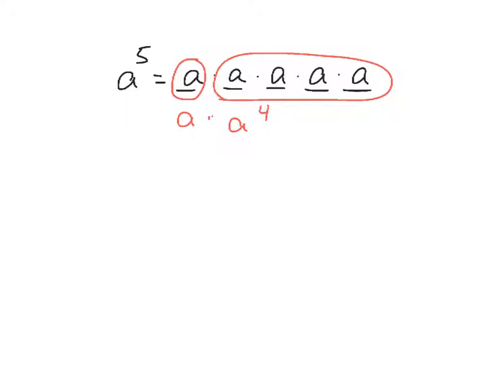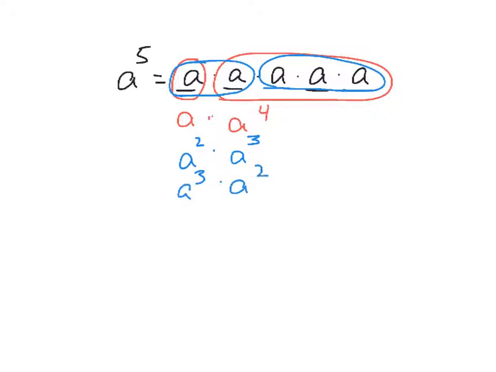We could also say that we have a squared times a to the 3rd power. So a to the 2nd power times a to the 3rd power, those are also factors of a to the 5th. There are all sorts of different factors, all sorts of different ways that we could actually write this. We could write it also as a to the 3rd times a squared. We could write it as a to the 3rd times a times a. There are all sorts of ways of writing all the factors of a to the 5th.